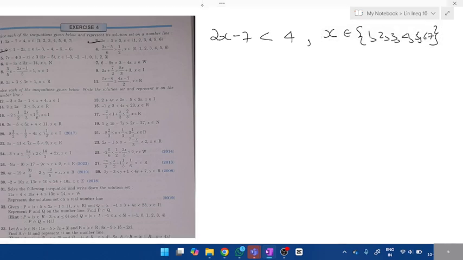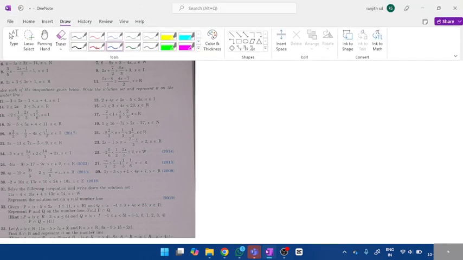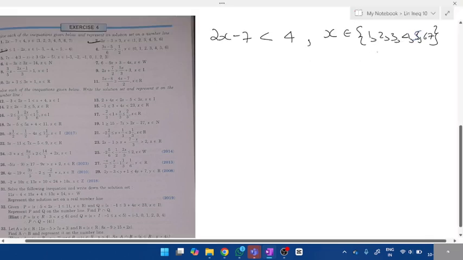Solution set. Not solution. Solution set is what we have to find. Whatever they give, we call it the replacement set. Replacement set is given. Take this equation and solve.